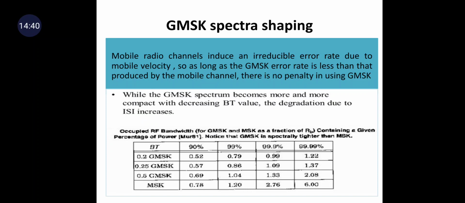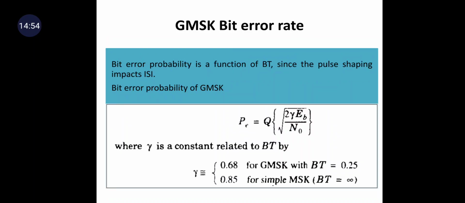Mobile radio channels induce an irreducible error rate due to mobile velocity. So as long as the GMSK error rate is less than that produced by the mobile channel, there is no penalty in using the GMSK method. Bit error rate is another parameter. The bit error probability is a function of BT, that is the bandwidth symbol duration product, since the pulse shaping impacts the intersymbol interference. The bit error probability of GMSK is given by this equation. Here gamma is equal to 0.68 for GMSK with BT 0.25 and it is 0.85 for simple MSK. Simple MSK has BT equal to infinity.